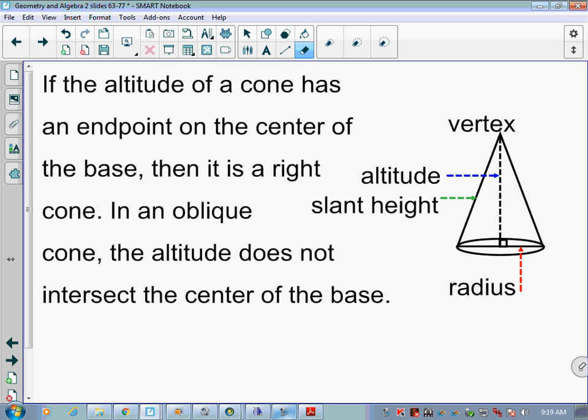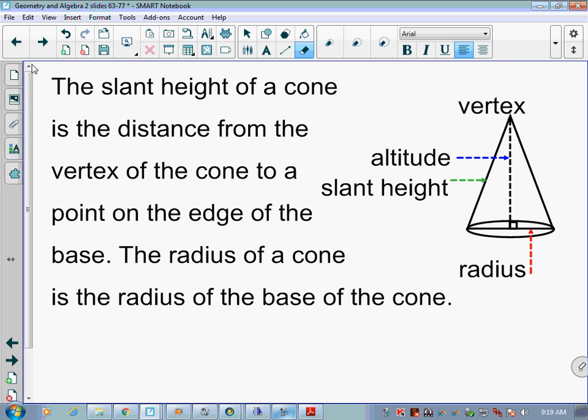So we've got a vertex, an altitude, a slant height, and a radius, and we're going to use all of those to find different components, different measurements of cones. The slant height of a cone is the distance from the vertex of the cone to a point on the edge of the base, right? So it's on that outside edge. Okay, it'd be a line. If we pulled out one of those paper cone cups, there's going to be a seam where that paper connects. That seam would represent the slant height of that cone, to a point on the edge of the base. The radius of a cone is the radius of the base of the cone, so from the center of the base to the outside edge of the base.